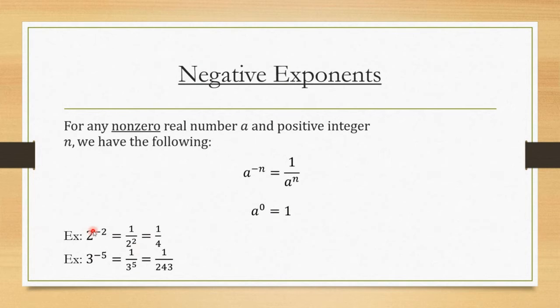And these are just some quick examples I did. 2 to the negative 2 is 1 over 2 squared, which is 1 over 4, right? Negative exponent, 1 over. 3 to the negative 5 is 1 over 3 to the 5th, right? Negative exponent, 1 over. And this is just 1 over 243. This I actually calculated in my calculator. I can't do this in my head, so just letting you know.